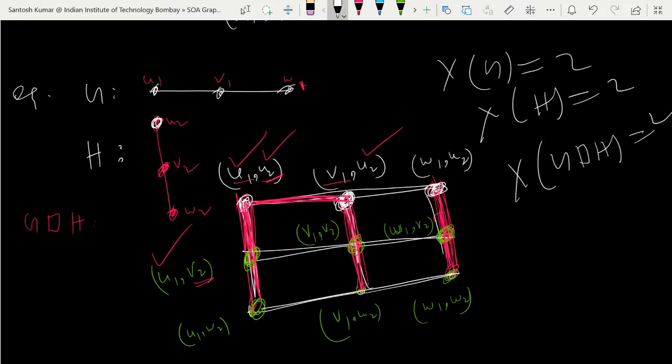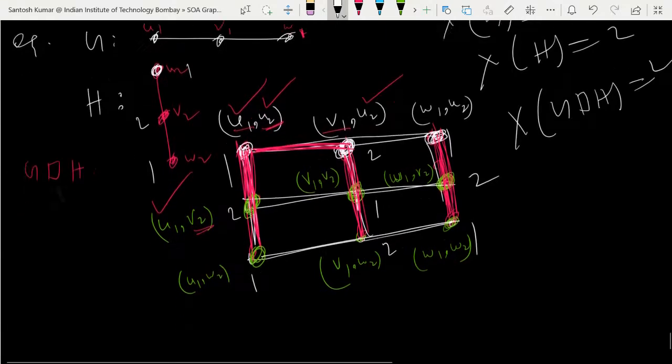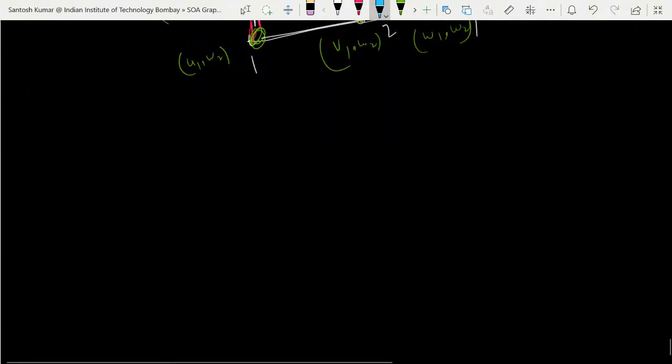So 2, 2, 2. Okay, 1, 2, 1, 1, 2, 1. Then again here 1, 2, 1. Like here 2, 1, 2. Then 1, 2. Okay, so 1 means the first color, 2 means the second color. Labeling. Okay, let me do the next.